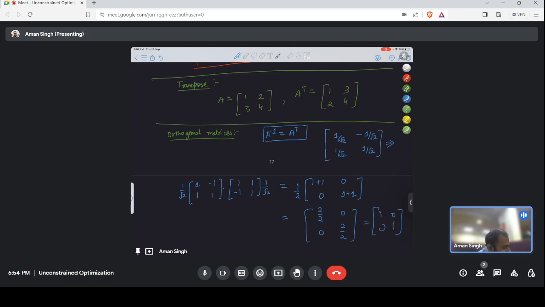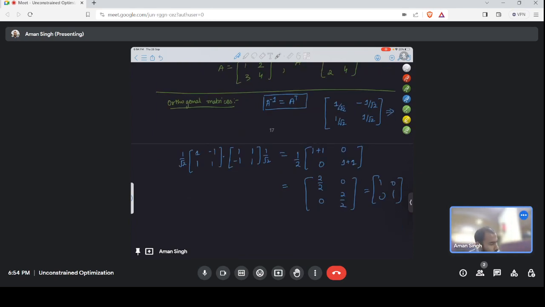So basically its transpose is its inverse itself. So these are called orthogonal matrices. You can have R3 cross 3 also in that. In any R n cross n, you can have orthogonal matrices.